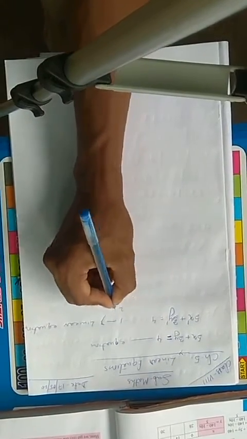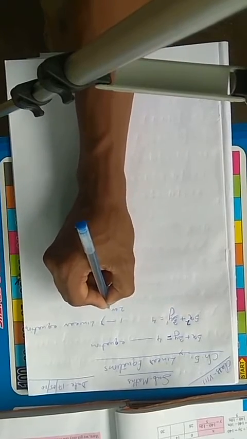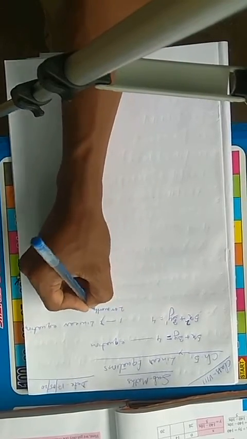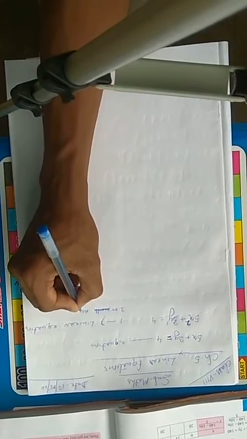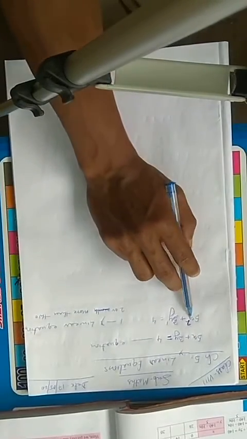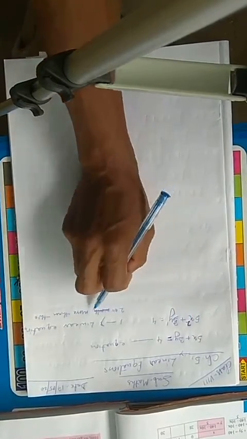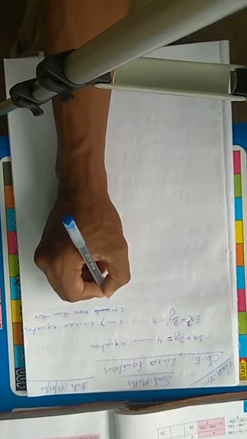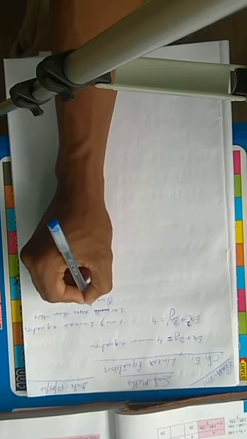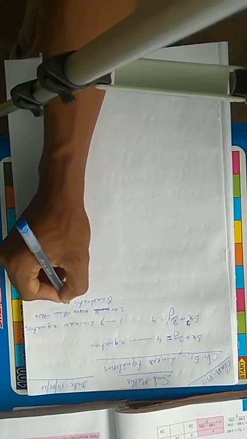If the greater power is 2 or more than 2, if the greater power of variables is 2, or 3, 4, more than 2, then that is called a quadratic equation.